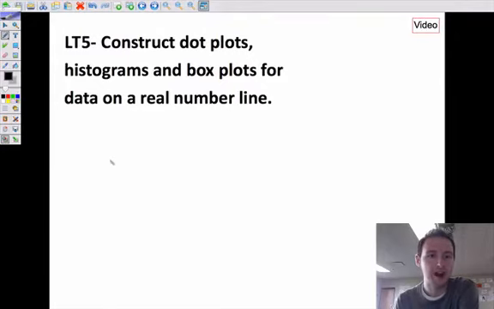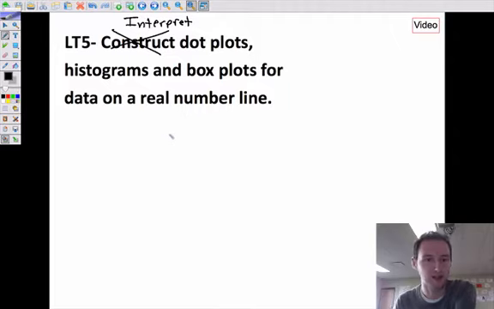All right, some LT5, constructing dot plots, histograms, and box plots for data on a real number line. We're actually going to change this. We don't really care that much that you can construct them. We're a lot more interested in your interpretation. So change that to say interpret dot plots, histograms, and box plots for data on a real number line.